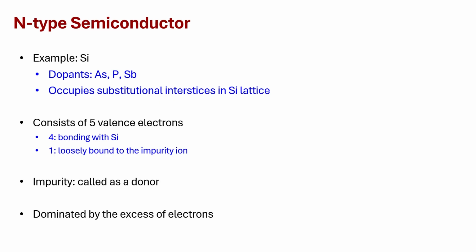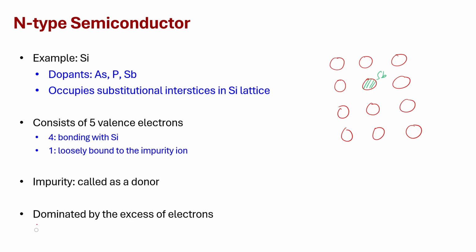So, we first have the N-type semiconductor. It will be something like this. We have silicon, and some of these silicon atoms are replaced by, let us say, antimony. This is antimony, and the rest are all silicon. You have bonding between these atoms, all tetrahedrally coordinated bonds, which means your coordination number is 4. Each atom will have 4 nearest neighbors.